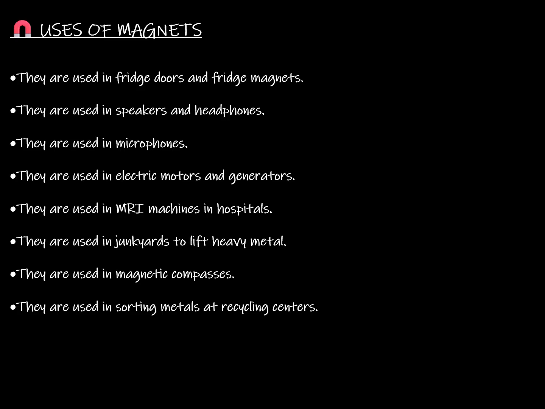Let's talk about the uses of a magnet. They are used in fridge doors. They are used in speakers and headphones, microphones, electric motors and generators, MRI machines in hospitals, junkyards to lift heavy metals, in magnetic compasses, and a whole lot. So you can keep all these uses. These are all the uses of a magnet.